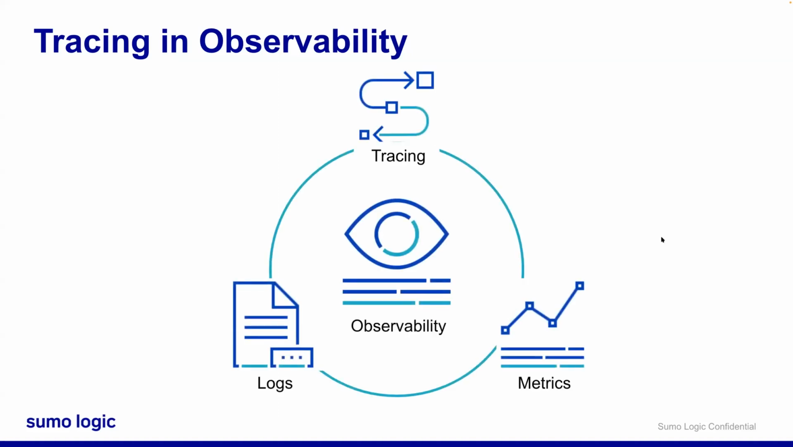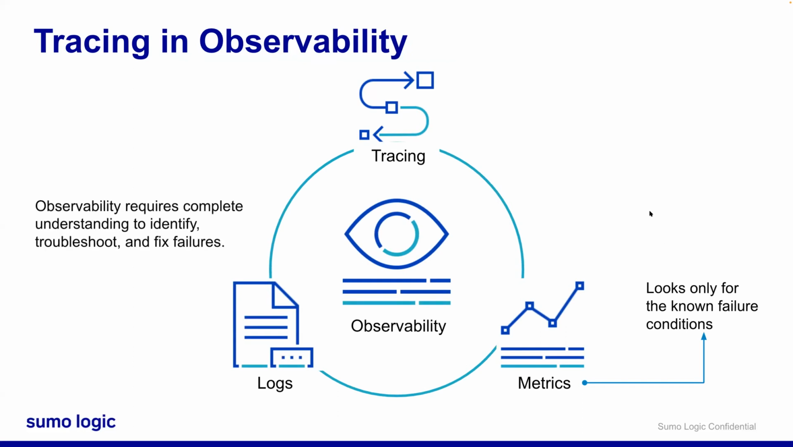So traditionally, metrics have been used in classic monitoring. But as mentioned earlier, that's only going to look for a known failure condition of the application. Observability, as described a few times now, requires you to completely understand the application so that you can identify, troubleshoot, and fix failures or any conditions that might occur related to the application and its health. And to gain the insights from the collected data, it's not just about collecting and analyzing metrics and logs, you need more than that.